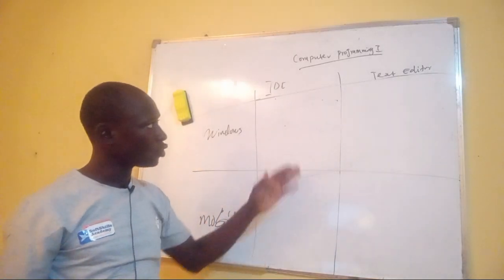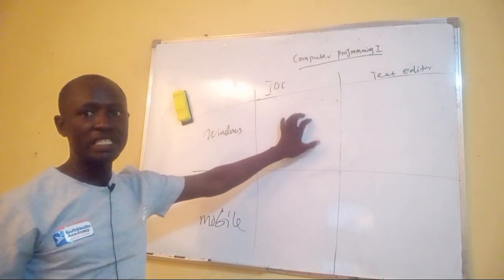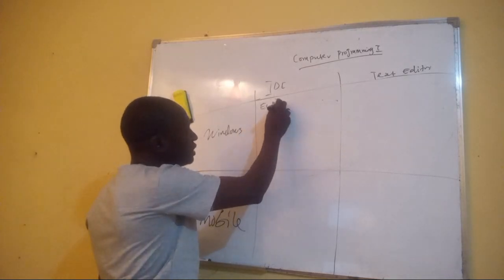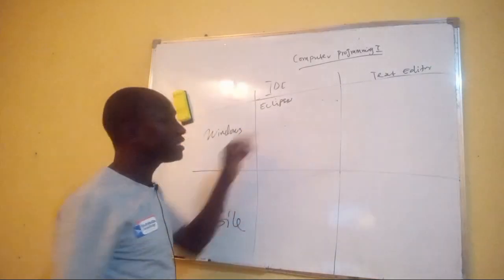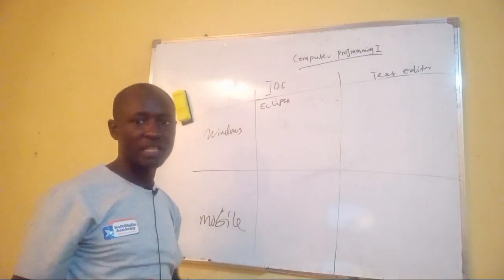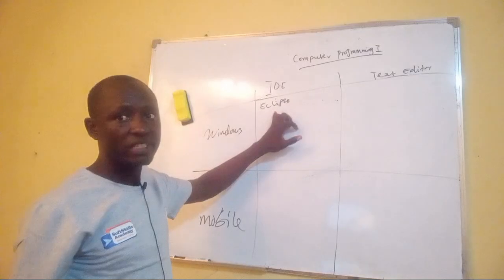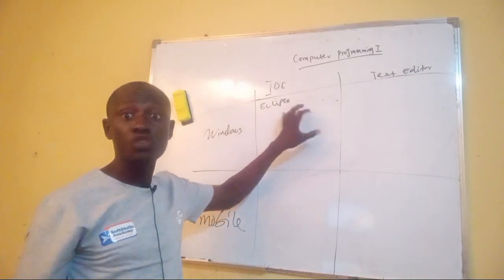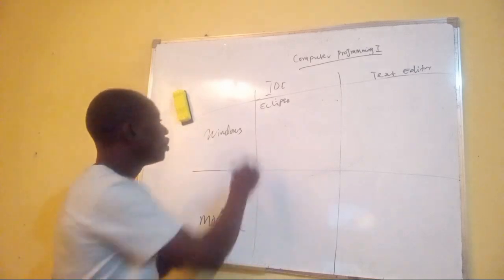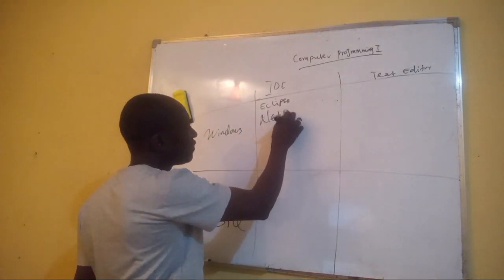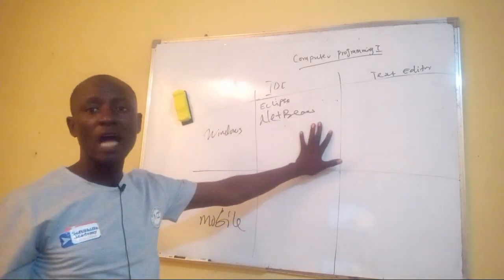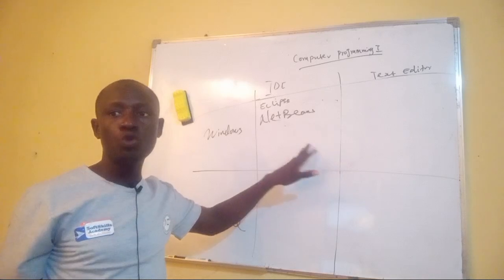Under IDE here, we have Eclipse, which we are going to be using. We are going to be using Eclipse all through our practicals, if we start a practical session on Java. So Eclipse is also an IDE, and it is cross-platform, and it's a free and open source IDE that you can work with. We also have NetBeans, Java NetBeans. This is also cross-platform, and it's a free and open source IDE that you can work with.